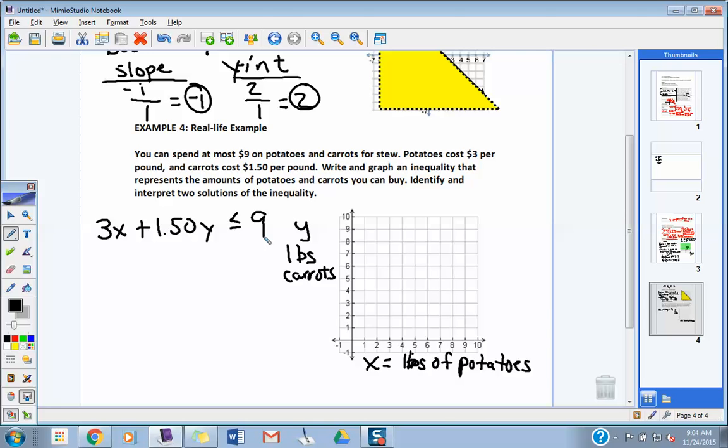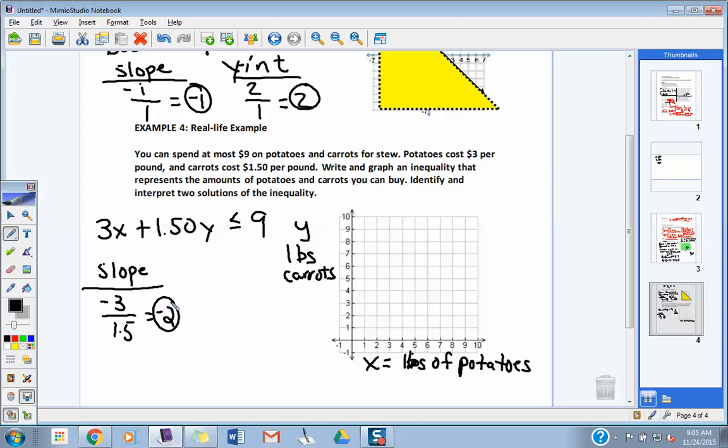So here come the questions. What form is that? Standard form, right? What type of boundary line will you have? Solid. So let's do this. How about my slope for this? What over what? Since we're in standard form. -3 over 1.5. That divides out to be -2. That's my slope.